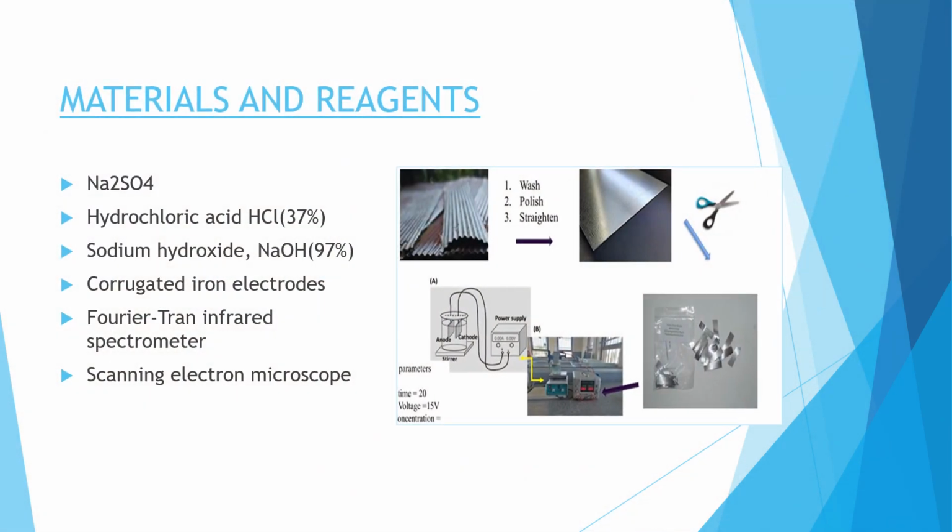I'm Tabelo and I'm here to take you through the materials and methods. What you see on your left hand are some of the materials and reagents that are going to be used throughout the experiment, such as sodium sulfate, hydrochloric acid, sodium hydroxide, and others. And on your right hand is a diagram showing the preparation of the sludge from corrugated iron using an electrocoagulation system.